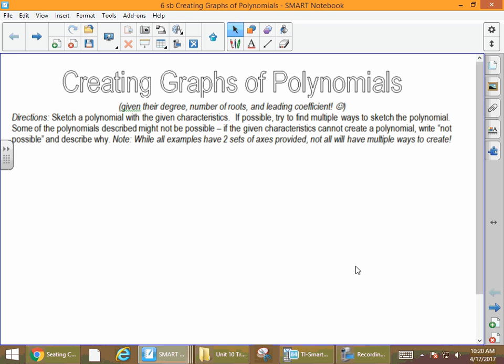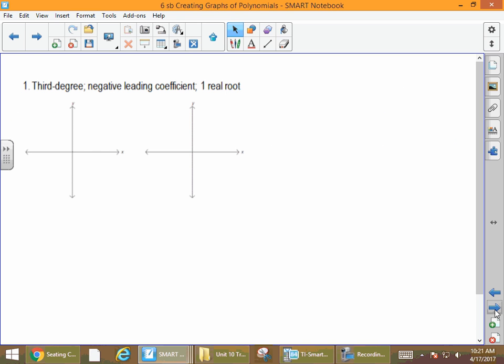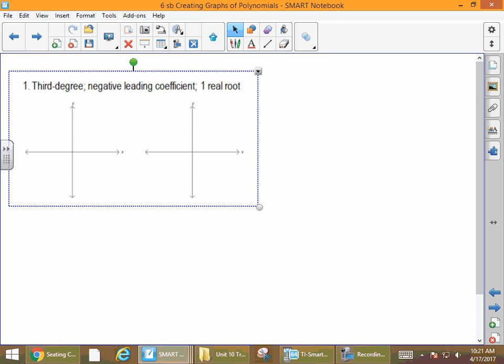Keep in mind that some of the polynomials described might not be possible. If the given characteristics cannot create a polynomial, we're going to write not possible. And note that we have two sets of axes provided, but sometimes we can't draw more than one way. So let's look at what I'm talking about here on this first problem.